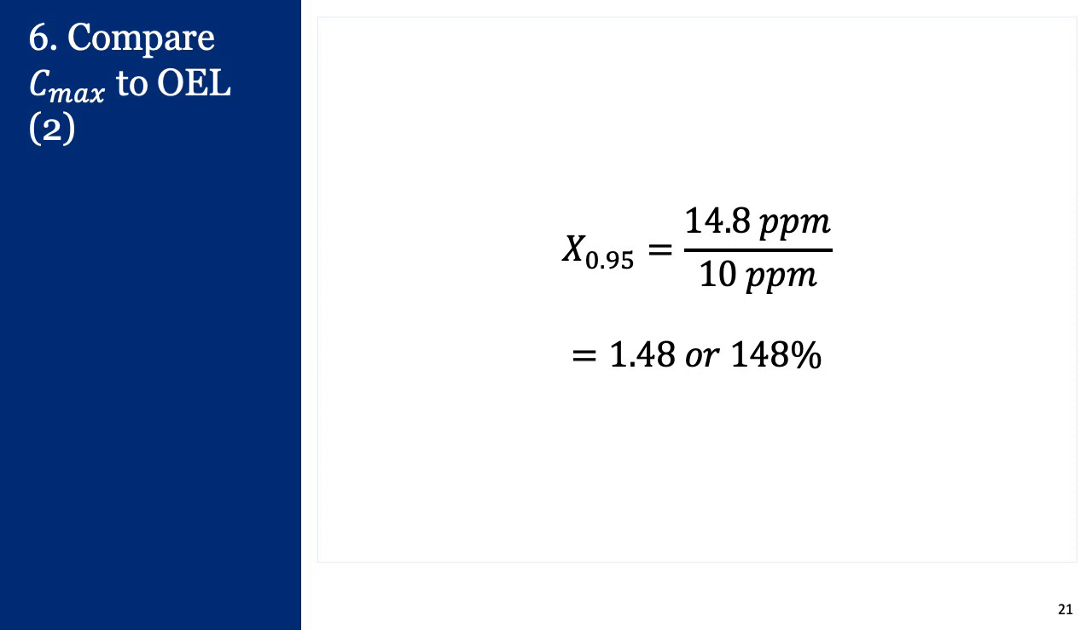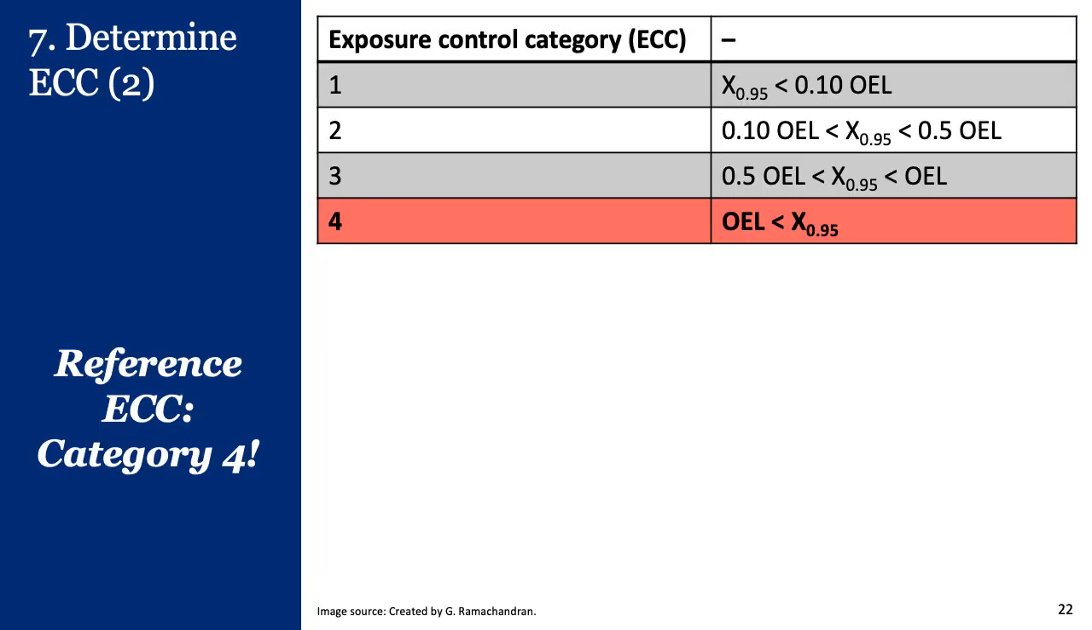And the exposure limit for acetic acid is 10 parts per million. And so our 95th percentile exceeds that, at 148% of the exposure limit. Therefore, we can easily identify the exposure control category as category 4, where the 95th percentile exceeds the occupational exposure limit. And once we've identified the exposure control category as category 4, we then take the appropriate actions for that category.